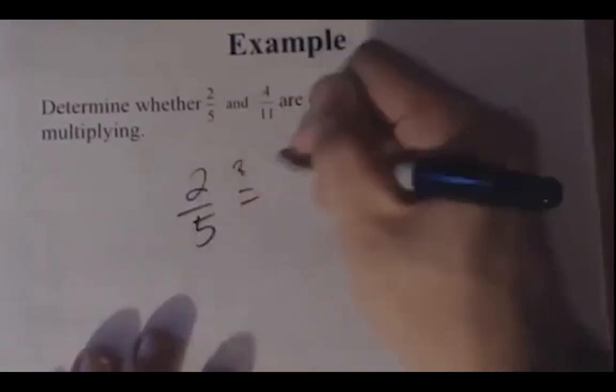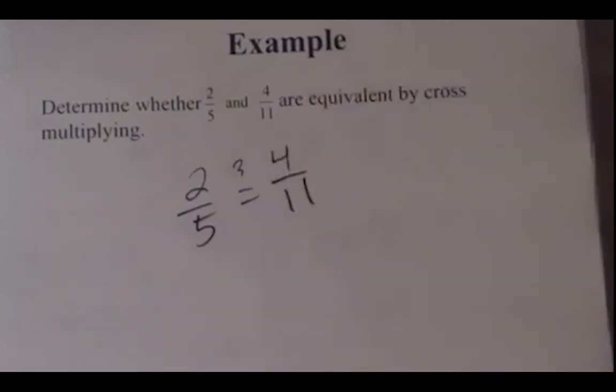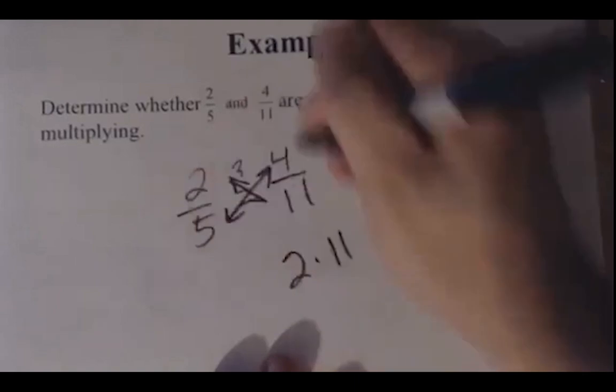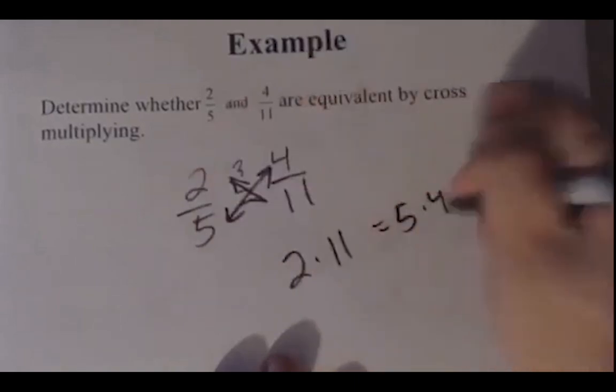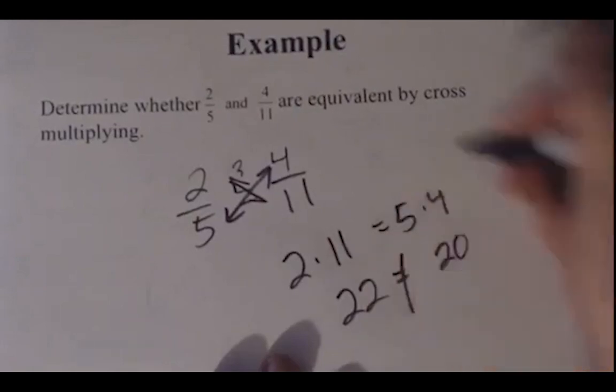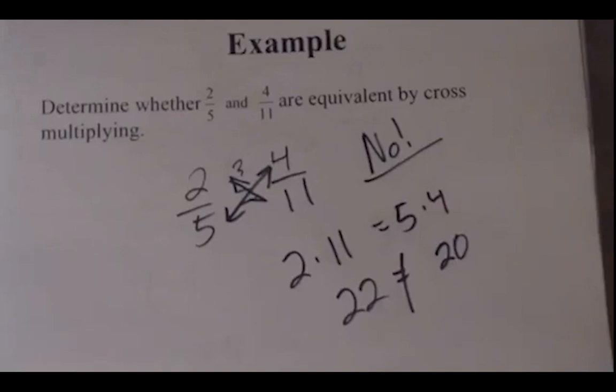Determine whether 2/5 and 4/11 are equivalent by cross multiplying. Well, 2 times 11, 5 times 4 is 22, and 20, they are not equal, so no, they are not equivalent fractions.